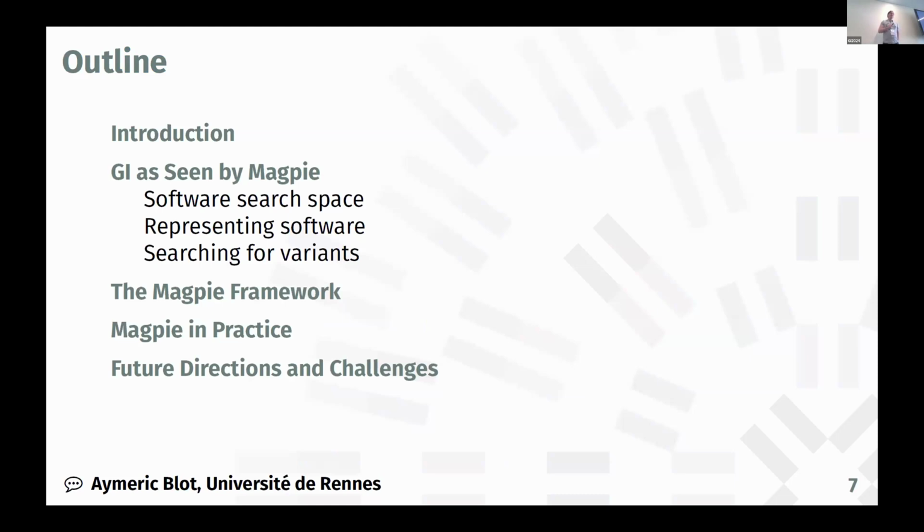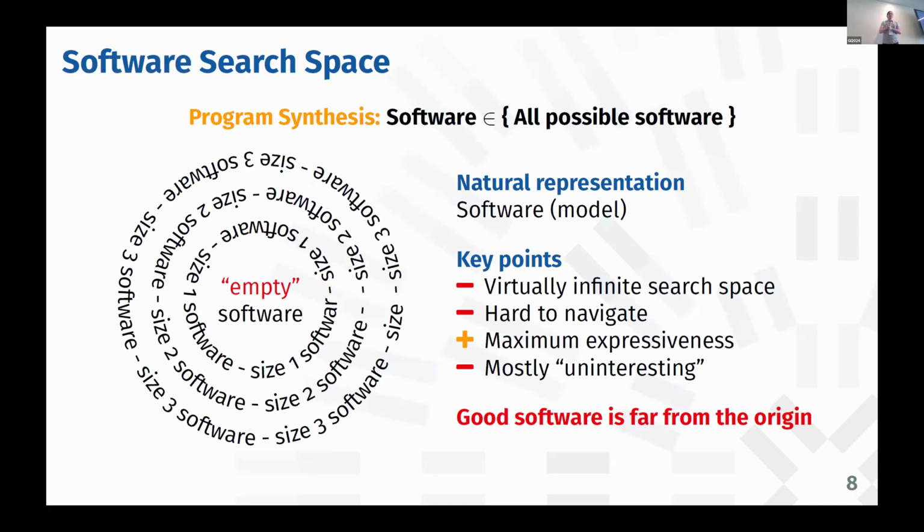So right now, the first part will be much more theoretical: how we can represent software, how we can model it, and how Magpie uses that space to find improved variants. If we look at what GI can do, we want to have a software which is efficient, and the natural idea is just program synthesis. You start from nothing and you want a software, and the search space for that is the space of all possible software. It's kind of a large space. It has a natural representation, just the model you use to model software, but it's kind of hard. If you start from really nothing, the search space grows really quickly. It's infinite, really hard to navigate.